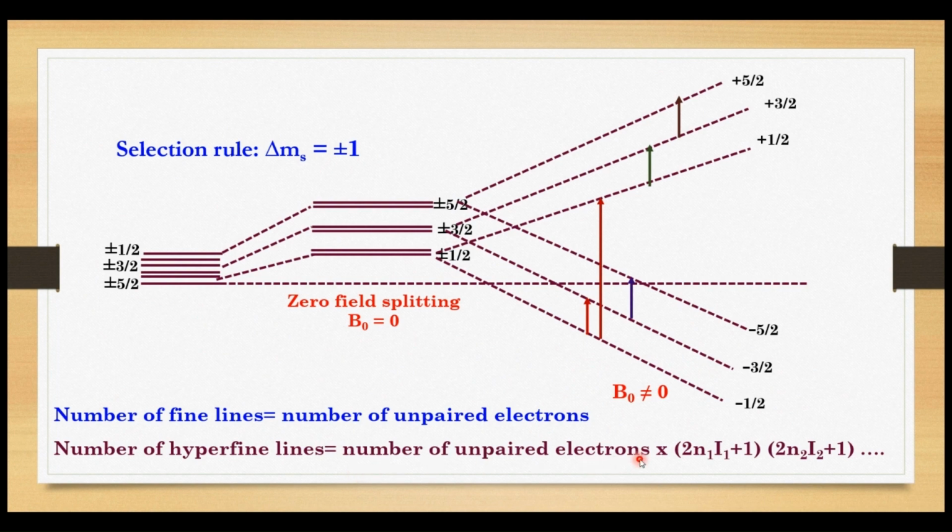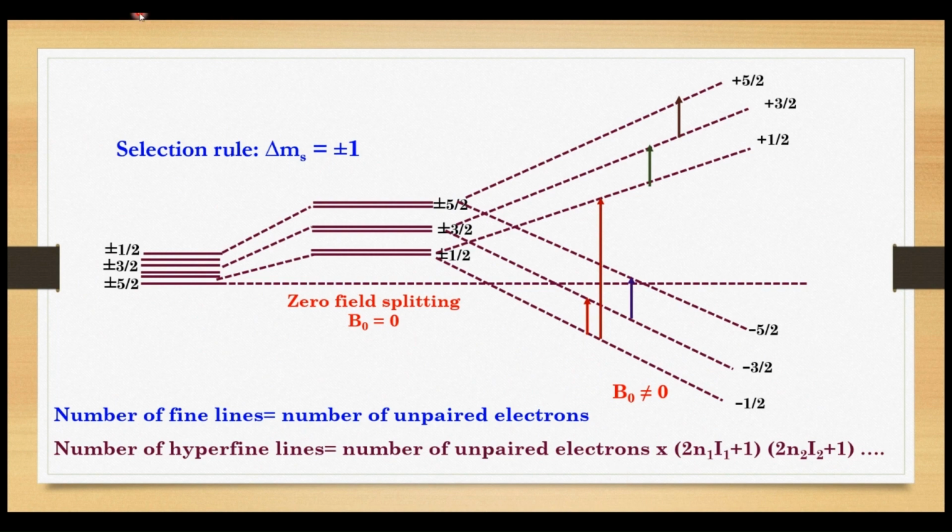electrons into (2n1 I1 plus 1) into (2n2 I2 plus 1). This is the splitting caused by the ligand or metal. Here the number of fine lines will be the number of unpaired electrons. The number of hyperfine lines means the number of unpaired electrons into the number of splittings, that is 2nI plus 1.